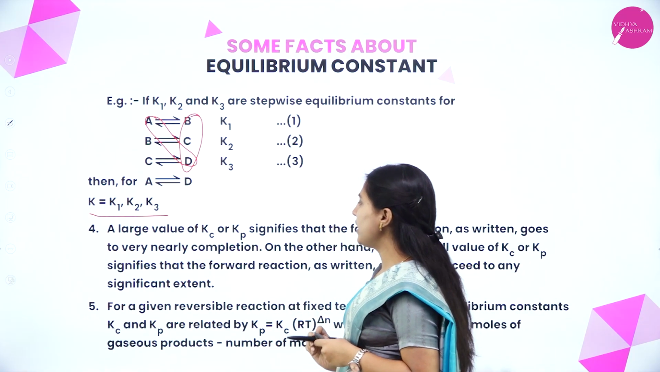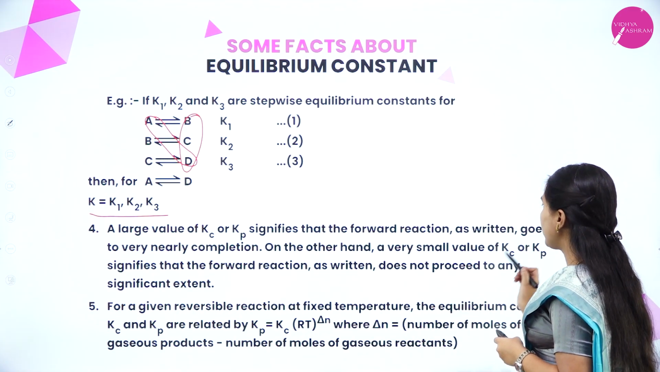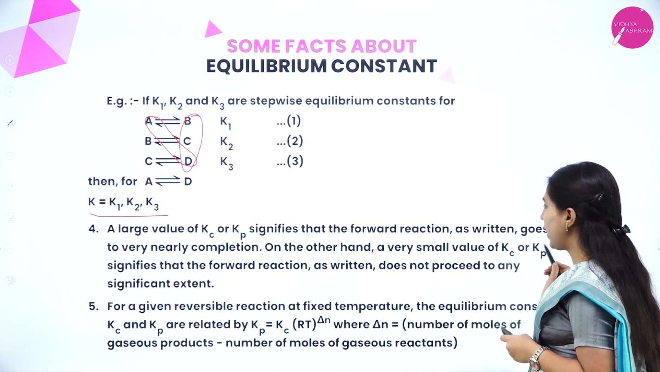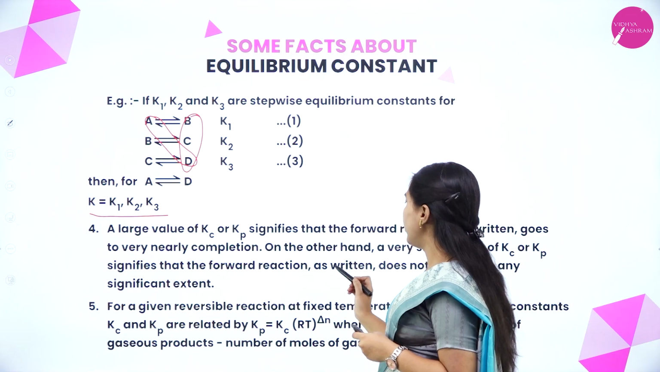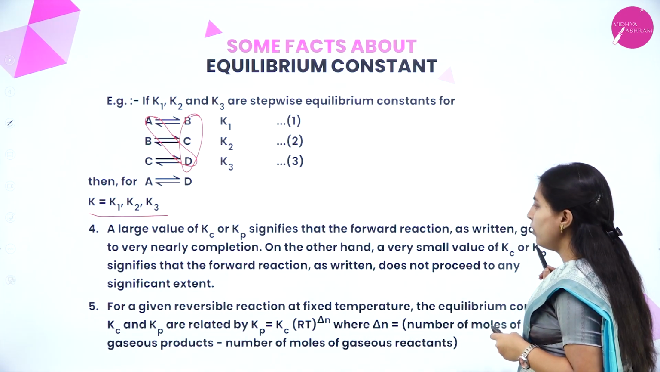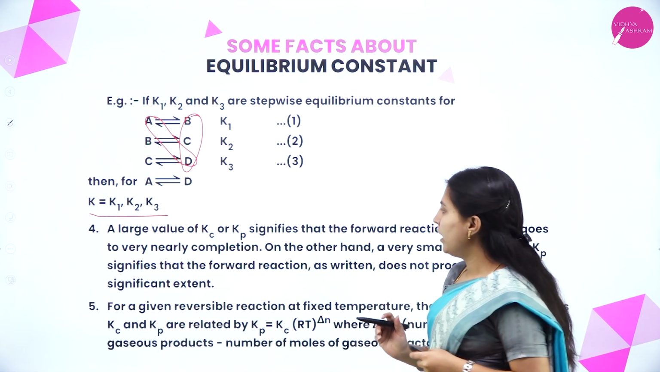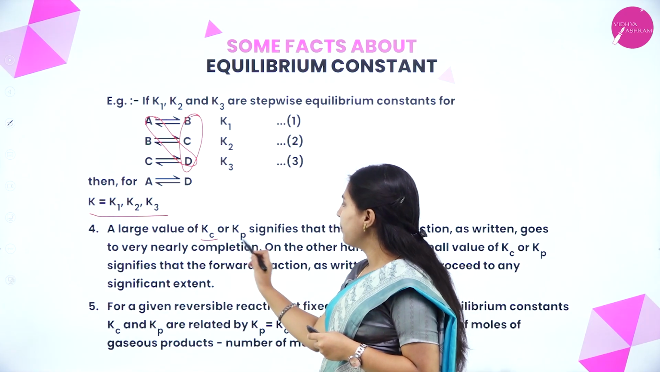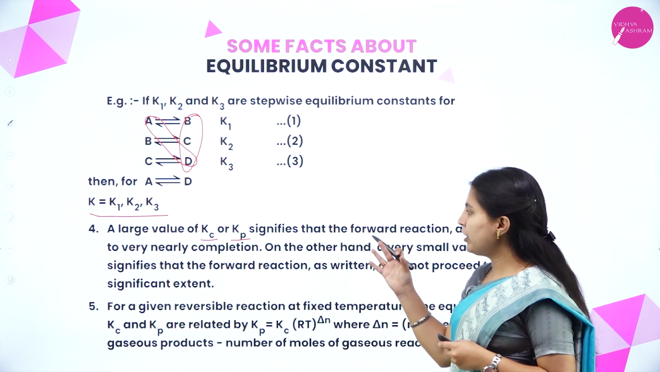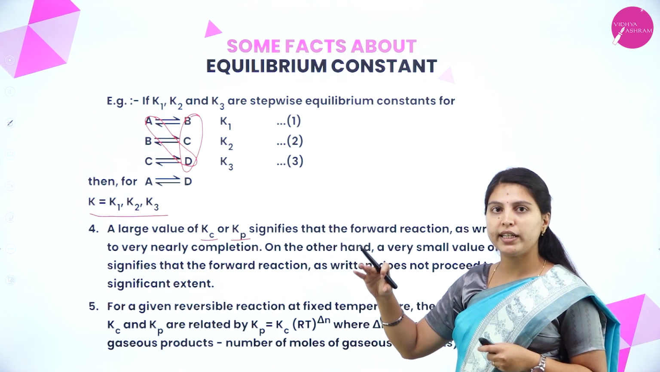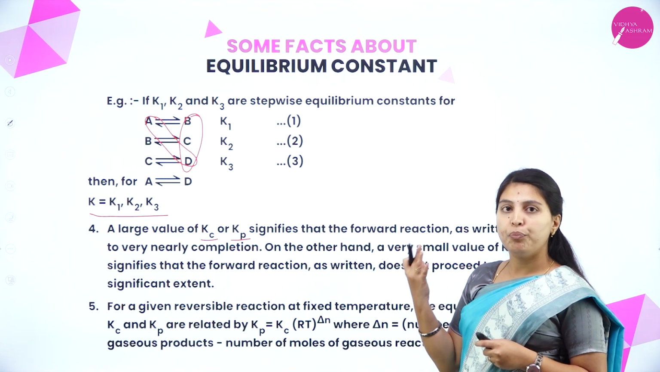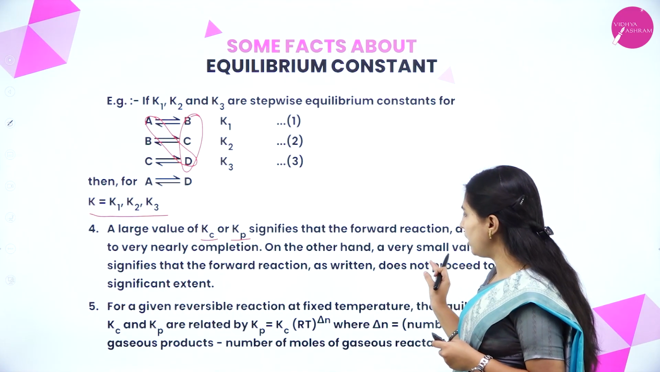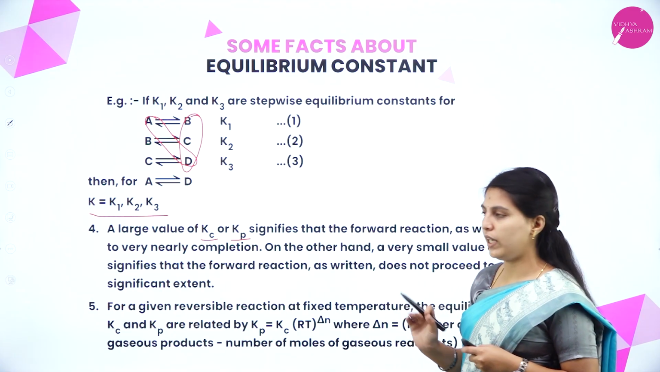A large value of Kc or Kp signifies that the forward reaction as written goes very nearly to completion. On the other hand, a very small value of Kc or Kp signifies that the forward reaction as written does not proceed to any significant extent. Kc means the equilibrium constant at molar concentration, and Kp is the equilibrium constant at partial pressure. If the value is large, then the forward reaction will proceed to a greater extent, at least reaching near completion. If it is a small value, it will not proceed to any significant extent.